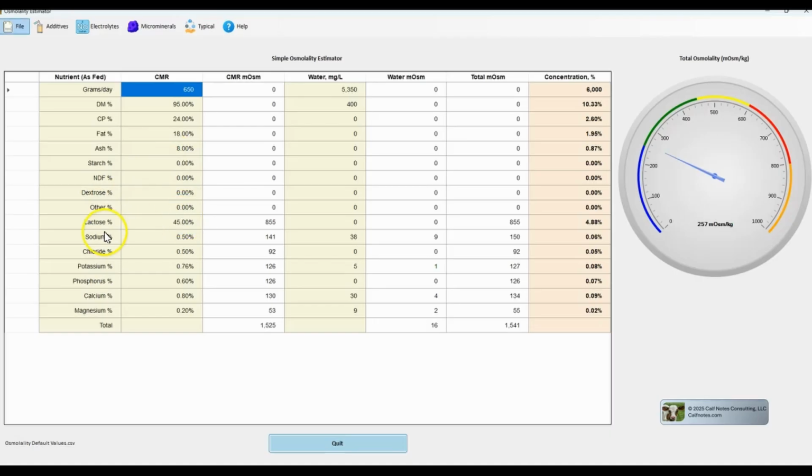Now, the lactose concentration contributes most to osmolality in typical CMR formulas, so calculating it is important. Unfortunately, it's not usually provided on most feed tags, so we need to estimate it. A reasonable method to estimate lactose concentration for high-quality CMR is to calculate it as 100 minus water, protein, fat, and ash. So if I do that math, it will calculate to 45%. I then enter the mineral values that I get from either the feed tag or from some standard values.